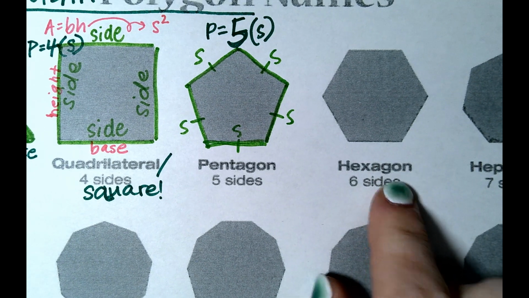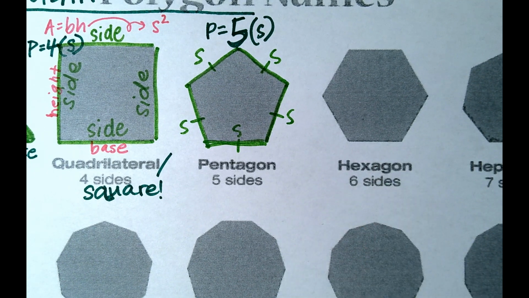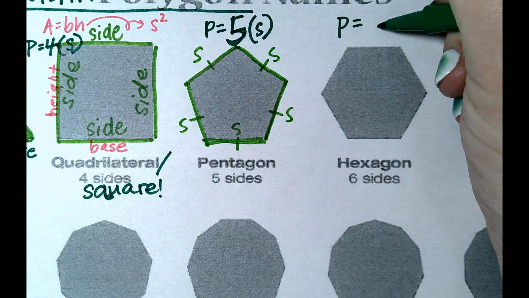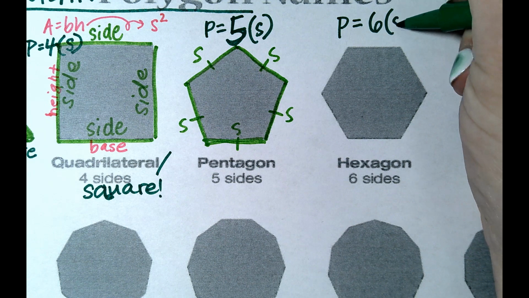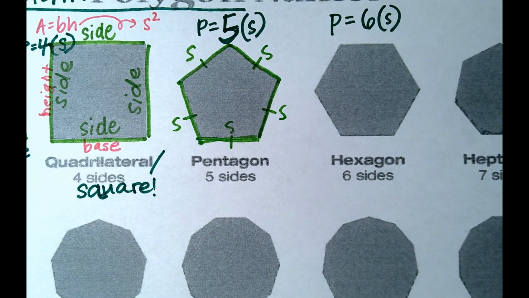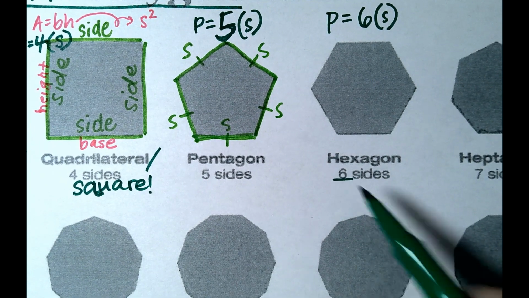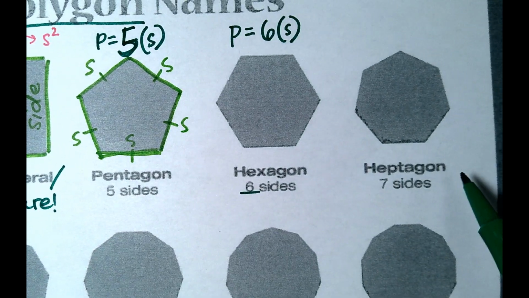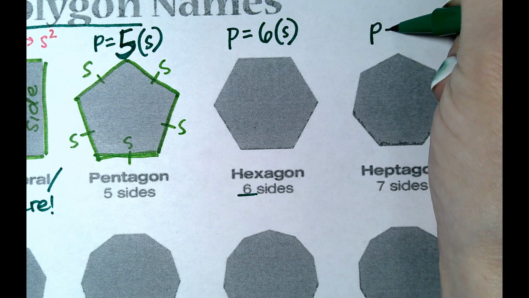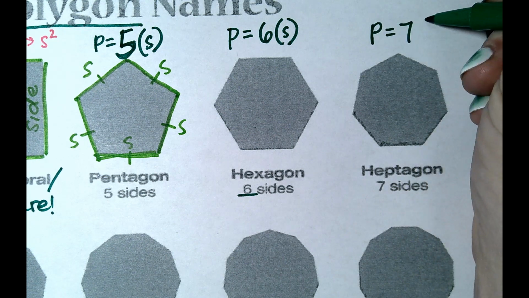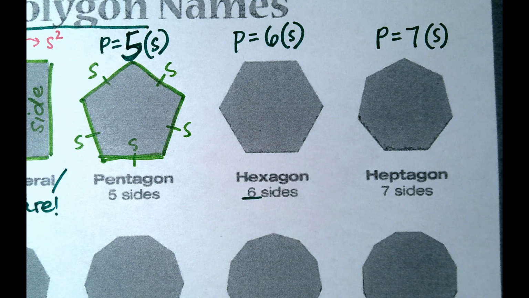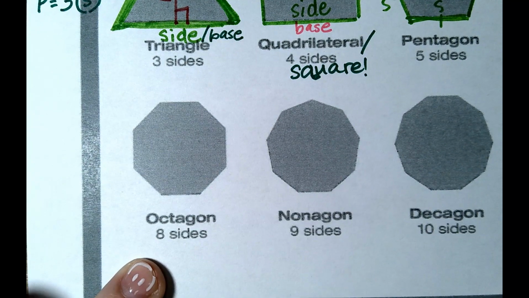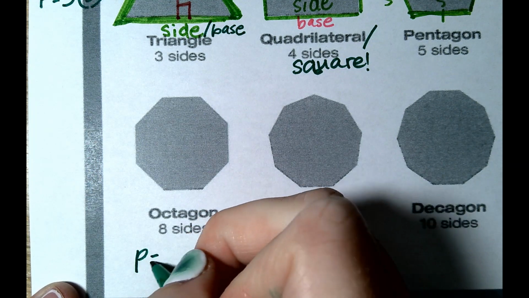Next we have a hexagon. That has 6 sides. How would I find the perimeter of that? Side times 6. The side length times 6. Because there's 6 sides. What about a heptagon? Heptagon. Go ahead. Side times 7. What about an octagon? Side times 8.